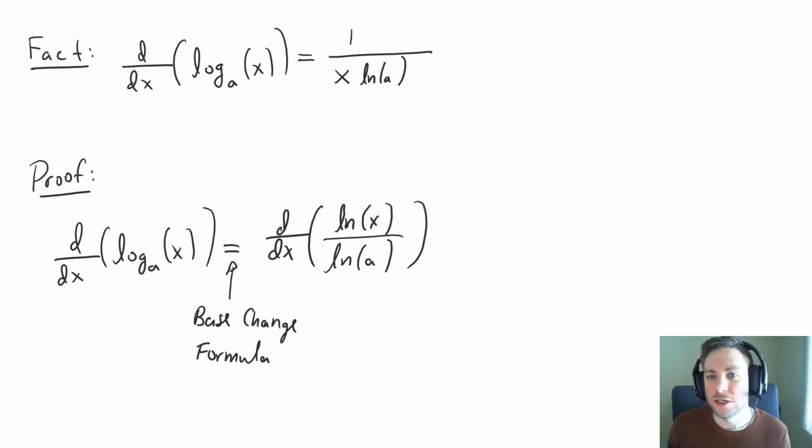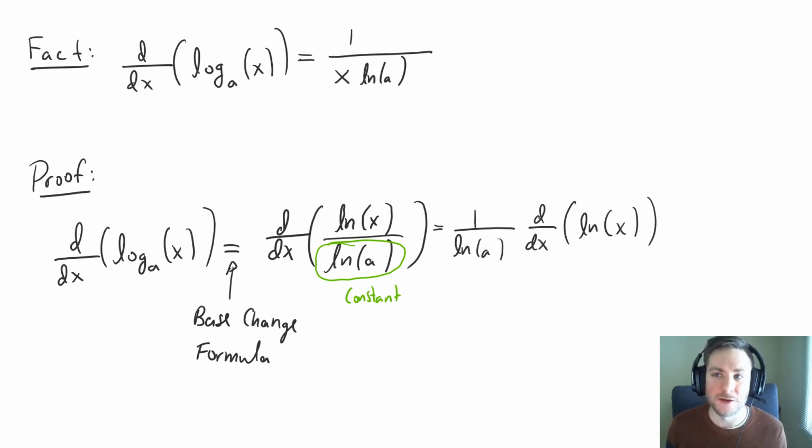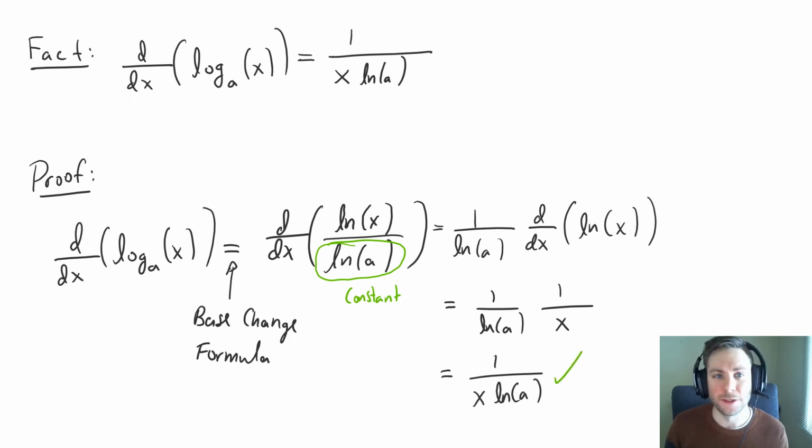This is now something we know how to take the derivative of, and you might be tempted to use the quotient rule here, which would work just fine, but an easier way is to recognize this ln of a is just a constant, so we can just pull that constant in front of our derivative and avoid the quotient rule by doing that. All that remains now is the derivative of ln of x, which we know is 1 over x, and now multiplying these two fractions together gives us that formula 1 over x ln a, which completes the proof.